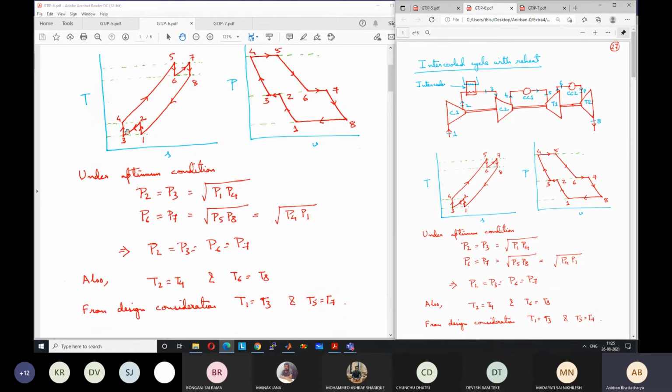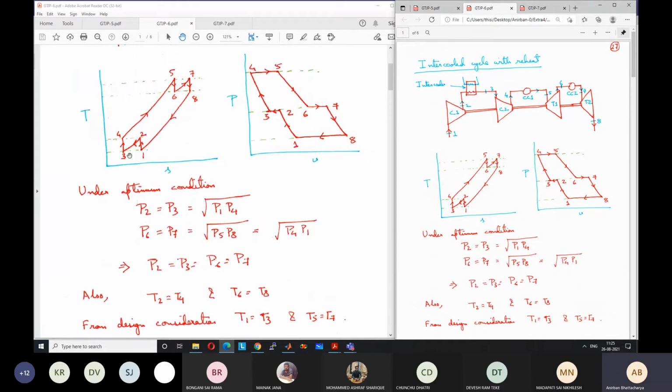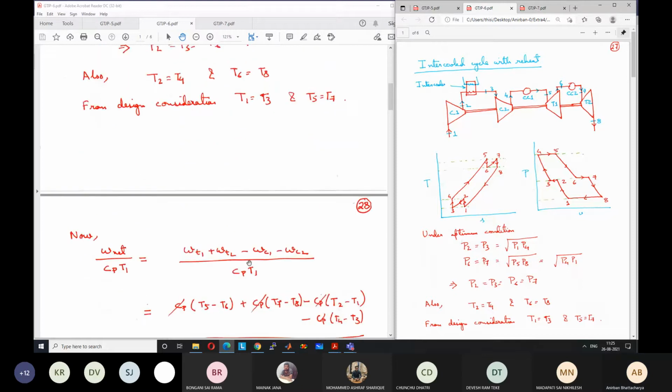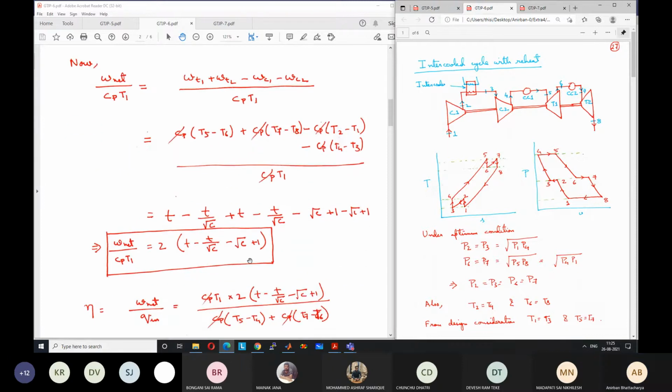Also, I have already said T2 equals T4 and T6 equals T8. And from design consideration, T1 equals T3 because of the ambient conditions, and T5 is equal to T7 because of the metallurgical limit of the turbine blades. So for this case now, we can calculate the work output and the efficiency. And again, the calculation is very simple.